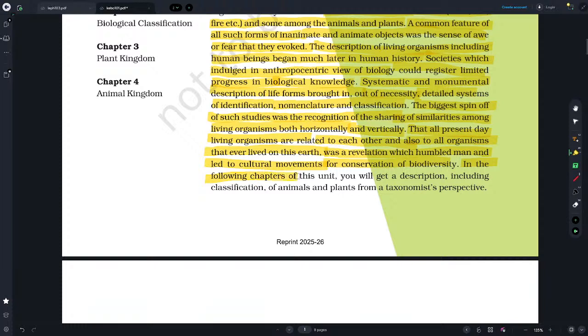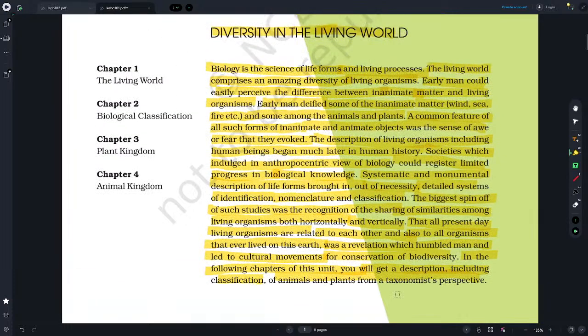In the following chapters of this unit, you will get a description including classification of animals and plants from a taxonomist perspective. Let's read it again. Biology is the science of life forms and living processes. The living world comprises an amazing diversity of living organisms. Early man could easily perceive the difference between inanimate matter and living organism.